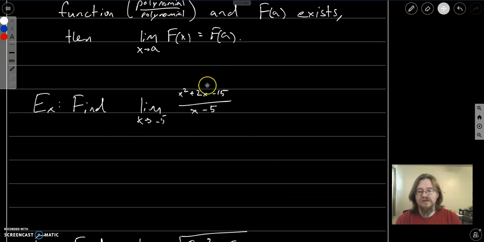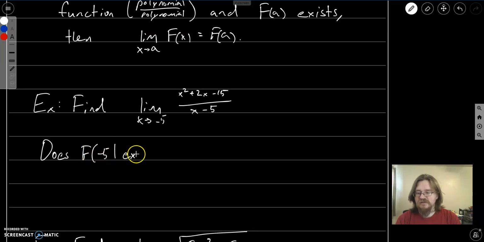So here is our same function again, same function that we're taking the limit of. The limit is x approaches -5 of x squared plus 2x minus 15 over x minus 5. So first of all, we need to answer the question, does f of -5 exist?